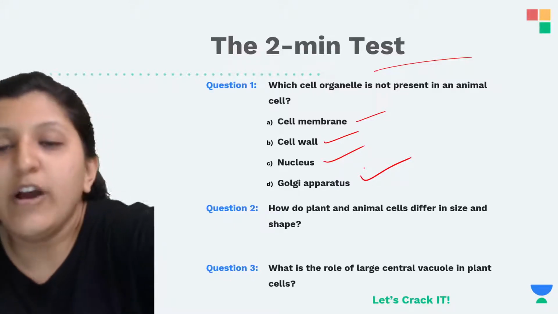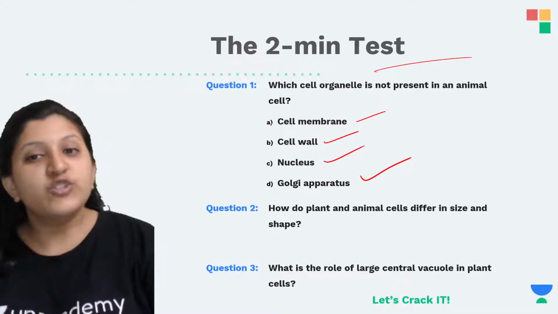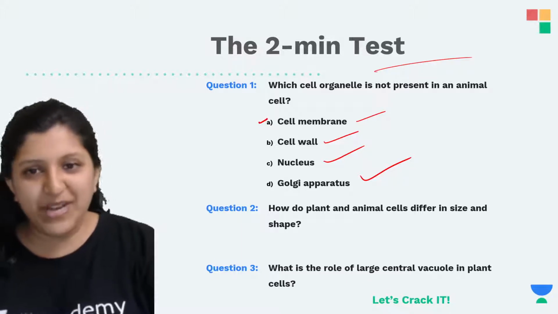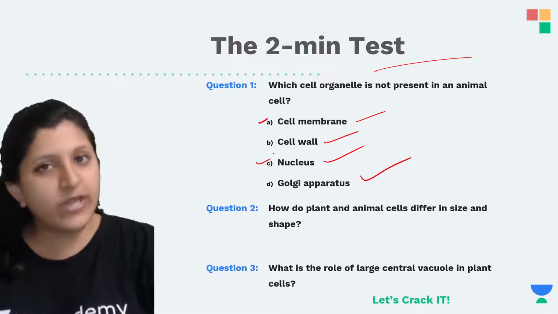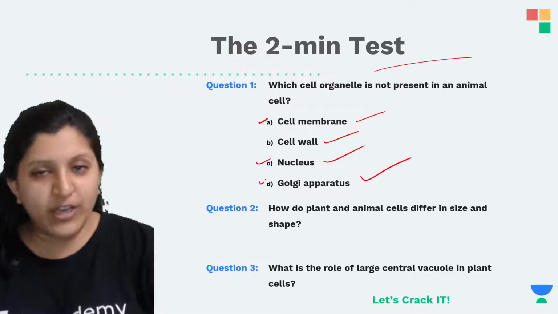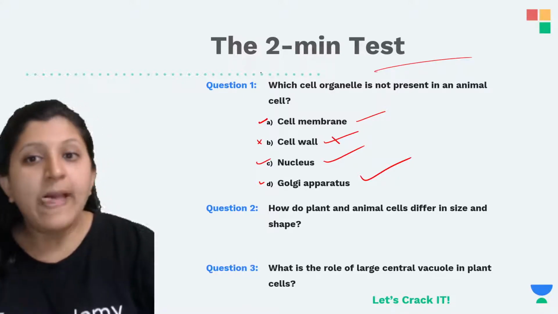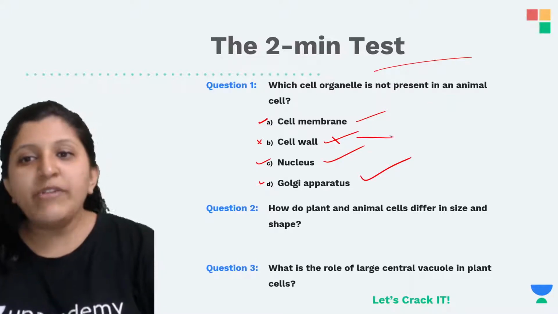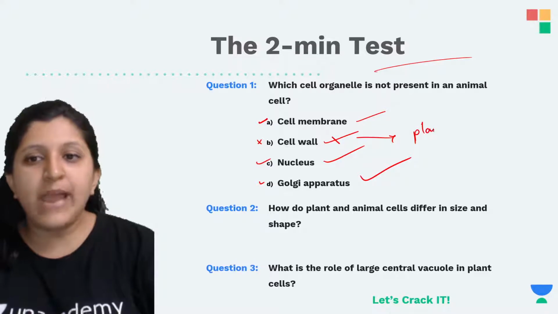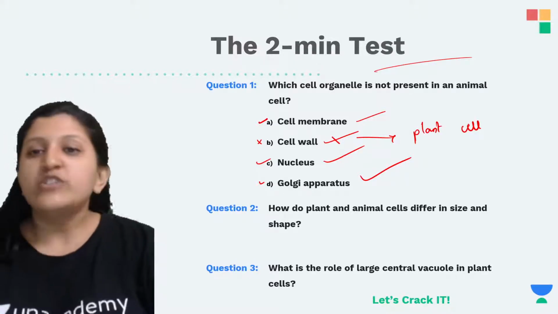Okay. Alright, so which cell organelle is not present in case of animal cell? You find a cell membrane, so cell membrane is present. Then you can also find a nucleus, and you can also find a Golgi apparatus. So cell wall is not there. You do not find a cell wall in case of animal cell. Cell wall we can find in case of plant cell, but not in case of an animal cell. So this is the answer.